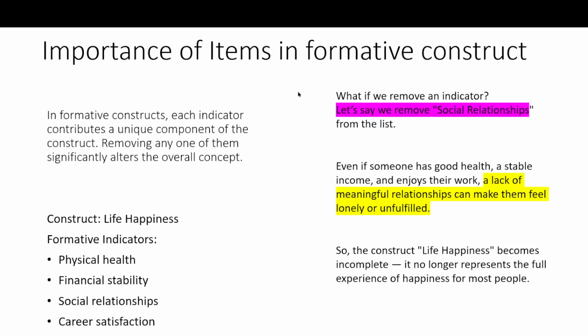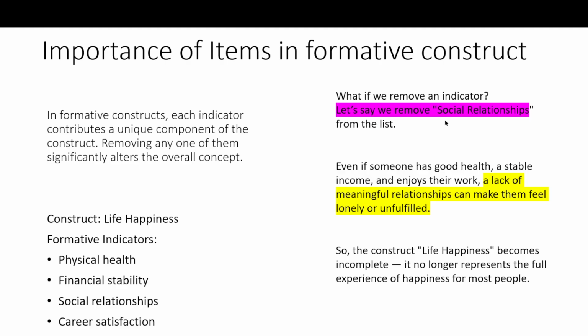Now, what is the importance of items in a formative construct? In a formative construct, each indicator contributes a unique component of the construct, and removing any of them significantly alters the overall concept. Now let's see, the construct is life happiness. It is a formative construct, and these are the formative indicators: physical health, financial stability, social relationship, career satisfaction, and leisure activities. Now, what if we remove any indicator?